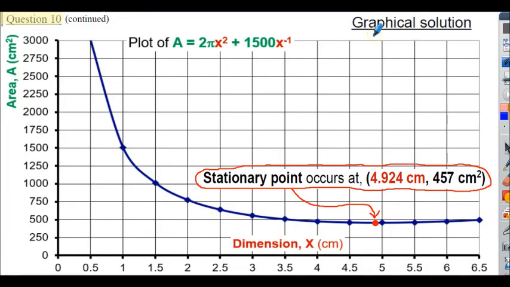Question 10 is the graphical solution. We show here our turning point or stationary point. It's a minimum in this case and occurs at this location in the x and in the y, which is the volume in this case.